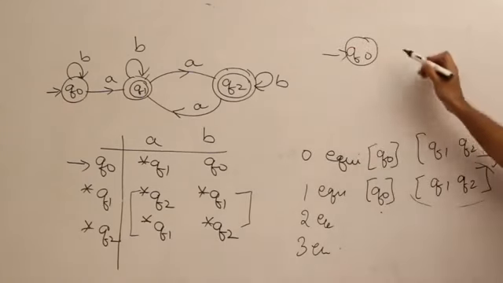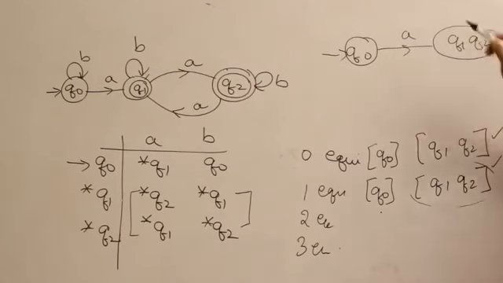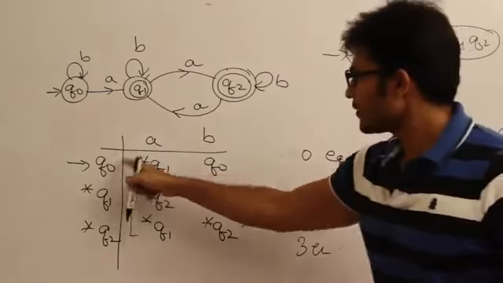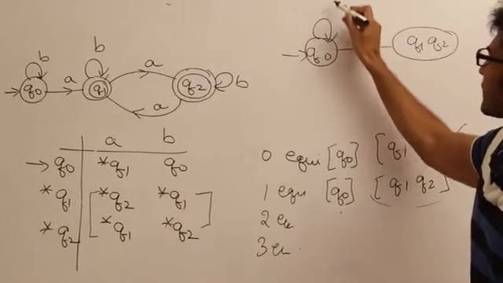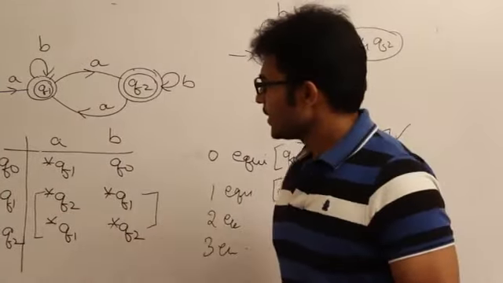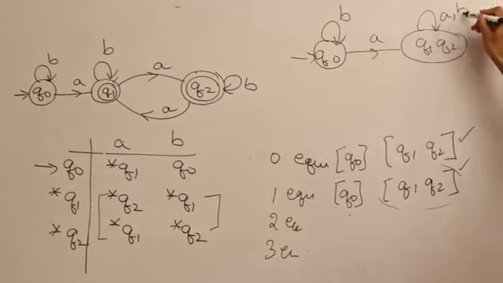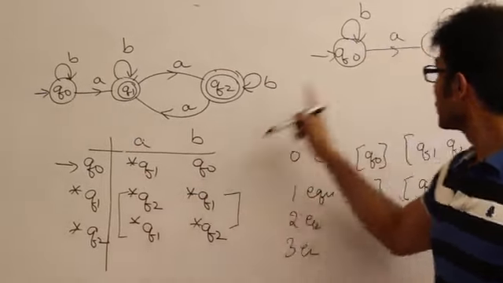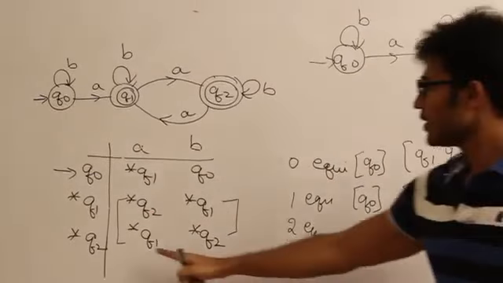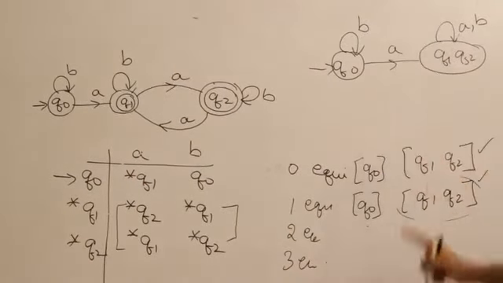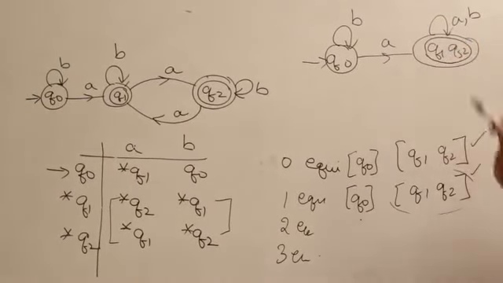If you have to draw the transition diagram, Q0 on A goes to Q1, Q2, and these two will be in one state. Q0 on B goes to itself. Q1 on A is going to Q2, and Q1 on B is going to Q1. Q2 on A is going to Q1, and Q2 on B is going to Q2, same, right? So this is the final state also.